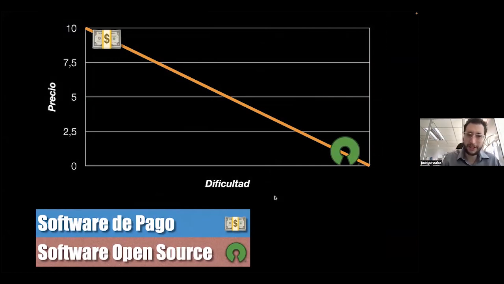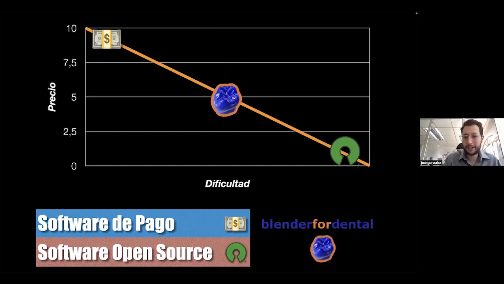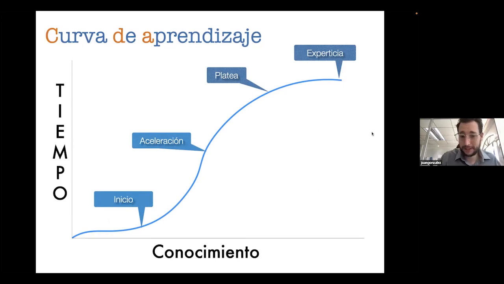All right, so actually this is the way I see Blender for Dental. I think we have two sides of this table. We have the open source side where the price is very, very low, but the difficulty is very high. And on the other side, if we pay a lot more, we can have software that is a lot easier, but of course, more expensive. So I think Blender for Dental maybe sits in here, if we take into account that after you take a course, it will be a lot easier to understand. Right, so basically we have a learning curve as in any other software, but we need to shorten this learning curve as much as possible.